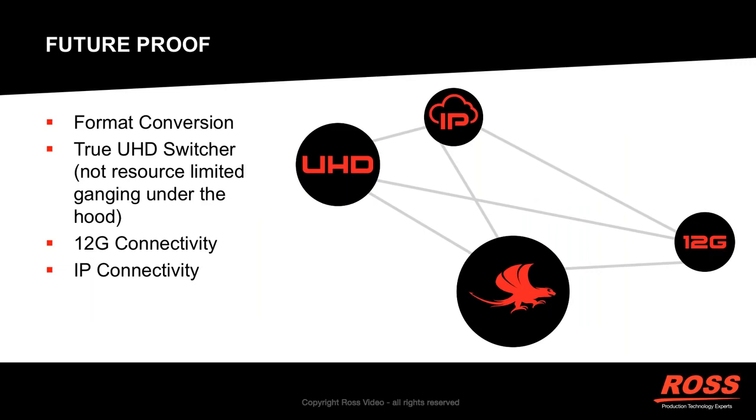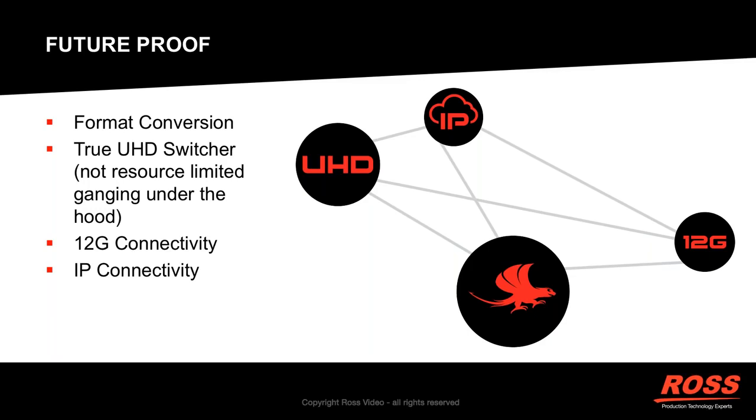And of course, we talked earlier about being future-proof. So every Carbonite includes format conversion. The Carbonite Black versions all are true UHD switchers. They're not resource limited, and the ganging is under the hood. So what we end up with is actually the way we've built Carbonite. When you turn it into a UHD switcher, it's not a ganging system. It's actually a true UHD switcher underneath.